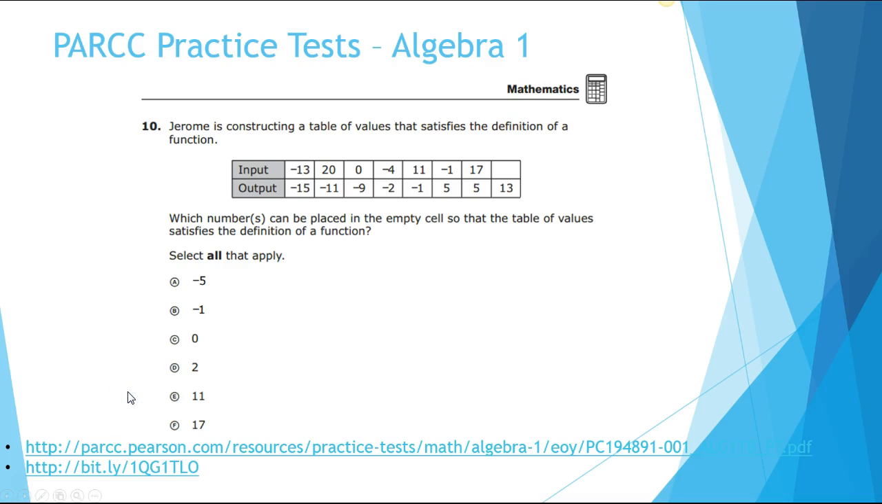The next one is from a PARCC practice test. Jerome is constructing a table of values that satisfies the definition of a function. They really need to understand that every input has exactly one output. I like showing these examples to my students as well because it says select all that apply, and our students are so used to going down and choosing just one. They said when they did the practice tests for these and the initial couple tests that a lot of students were finding the first correct answer and stopping. So this was something that they were getting incorrect.